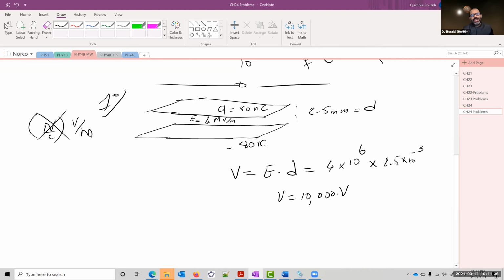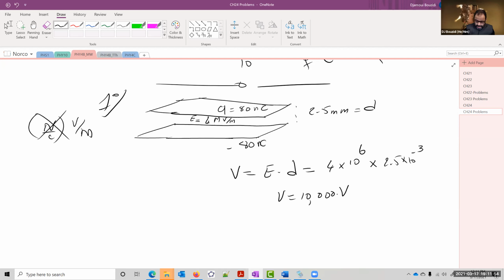Make sense? That's how much. So a battery of 1.45 volts is not going to work. So you need tremendous amounts of voltage. See how much charge you have? You have nanocoulombs, 80 nanocoulombs, and this is how much voltage you have in there. There's tremendous voltage in there, 10,000 volts. Okay.